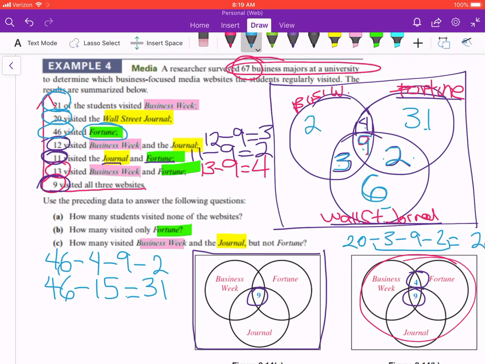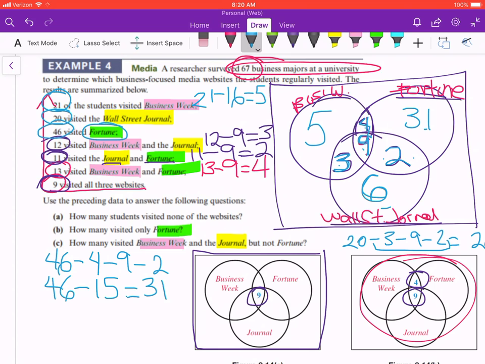However, we already know that we cannot put 21 here. We're going to have to subtract, we will be doing this operation, 21 minus 4, 9, and 3. So that will be, if I add those numbers, 4, 9, and 3, I will get 16. So 21 minus 16, and that will give me 5. So those 5 students will go there.